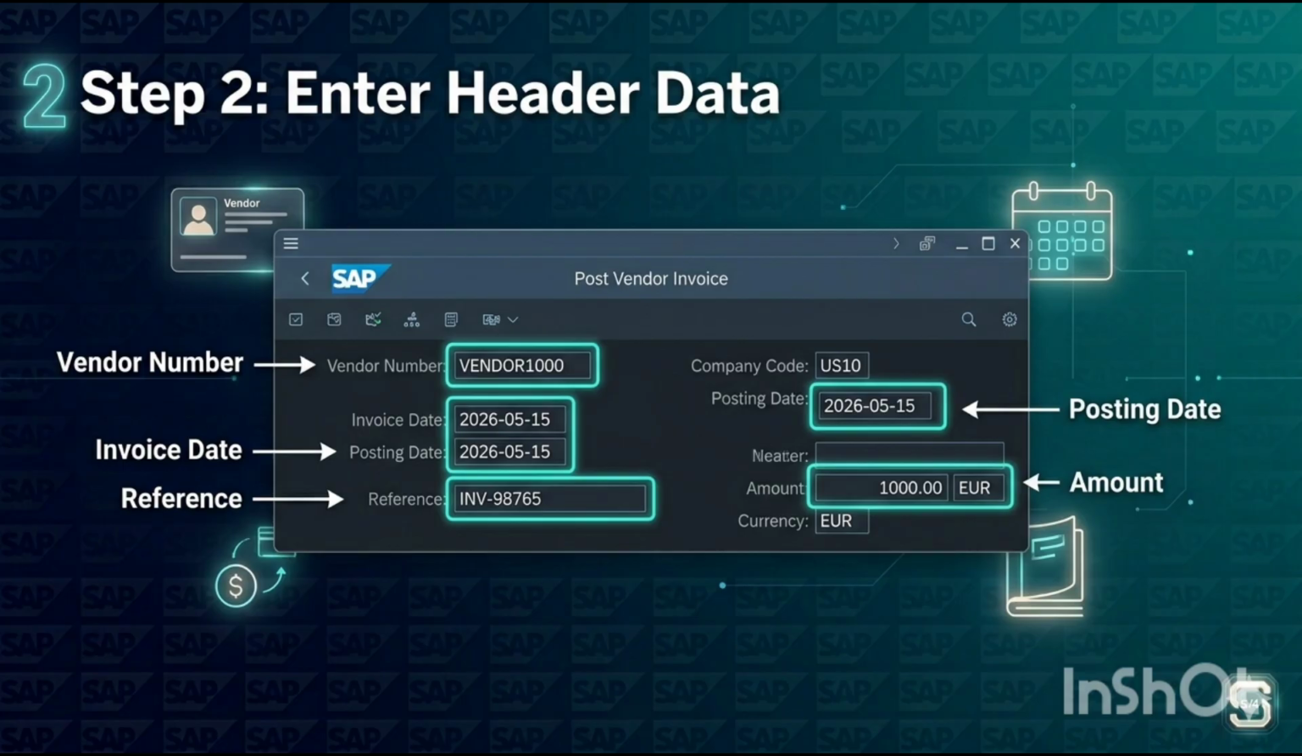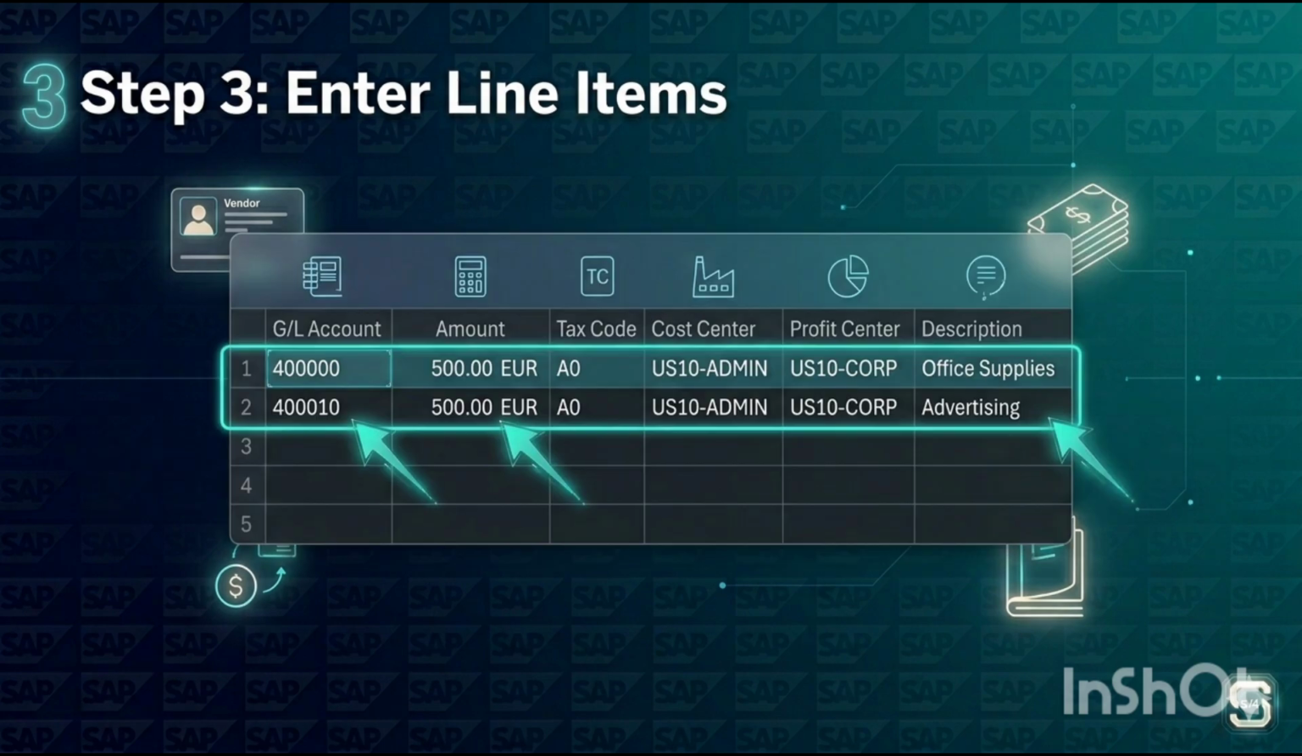So in step 3, we will be discussing how to fill different types of line items. In the line items area, enter the GL account number first. Then input the amount, positive for debit and negative for credit if needed. Next, assign cost center, profit center, or internal order depending on your company's controlling requirements. You can add multiple line items for different expense heads.